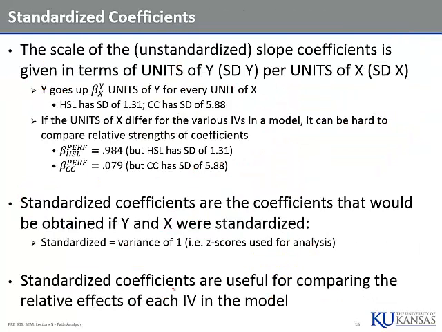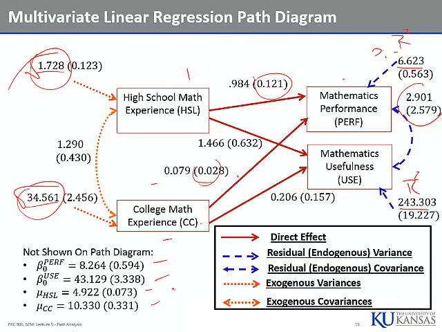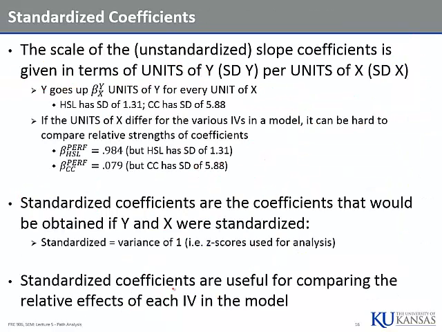Cool. So now, here's the thing about units. We just described and interpreted the effects of high school experience on performance. But take a look at what happens more specifically, right? We saw that the effect Lou interpreted was 0.984.